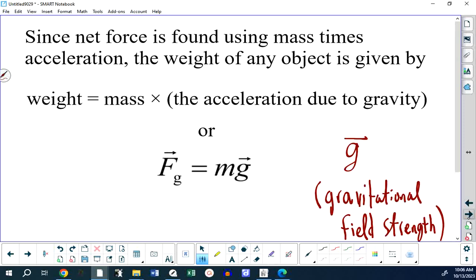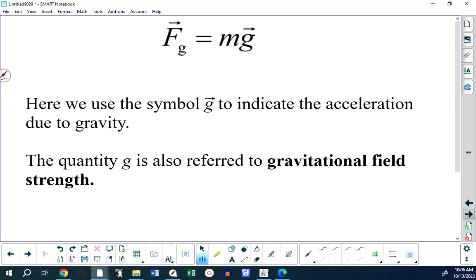Oh, it's in your notes, isn't it? It's right there in bold. Sorry for implying that you had to write something down that you didn't have to write down. This quantity is also called the gravitational field strength. And I would never use vectors here. I would use absolute values. Okay.